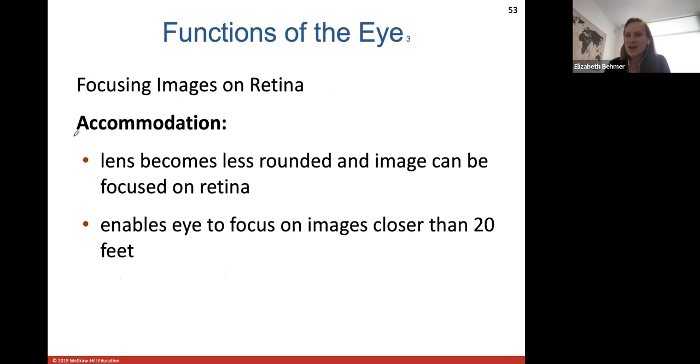Then focusing images on the retina, we talk about accommodation, which is how your lens changes shape to become less rounded so that the image can be focused on the retina. Accommodation is the word to describe how your eyes can focus on images closer than 20 feet. The lens loses the ability to accommodate as we age. So that's why as we age, some of us will need reading glasses.